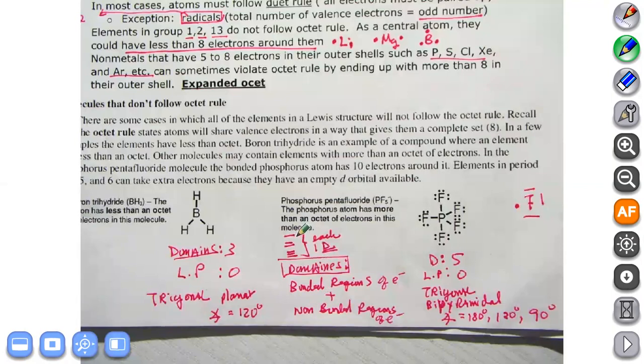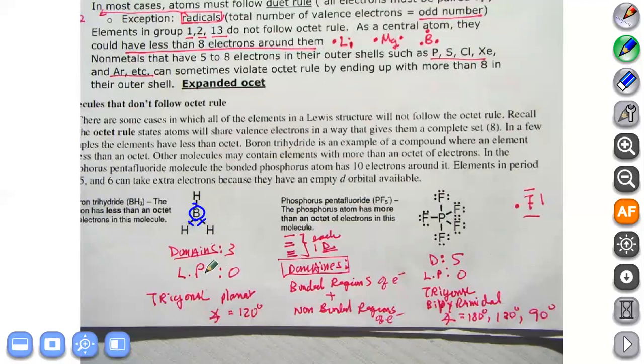A single bond would count as one domain. A double bond would count as one domain. A triple bond counts as one domain. So looking at this guy, it would have 3 domains around the central atom boron. So here's domain number 1, domain number 2, and domain number 3, not in any particular order. Now, it would not have any lone pair around the central atom. The lone pairs would be the pairs of electrons not bonded to any other atoms.